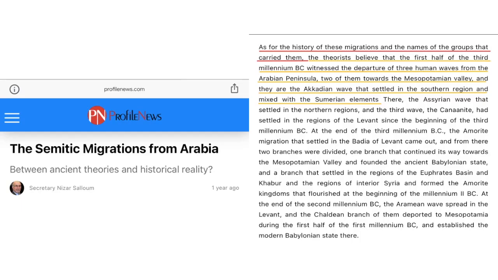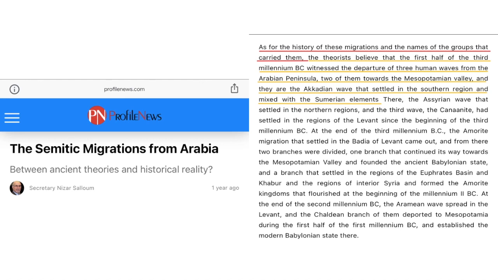So those various historians and archaeologists basically all believe that the Semitic populations, early Semites, came from Arabia, and then they went into Babylonia, which would be the Fertile Crescent. So you have a lot of people that do believe this.